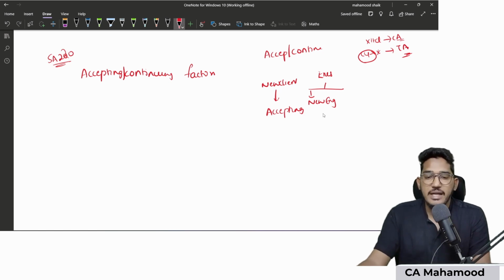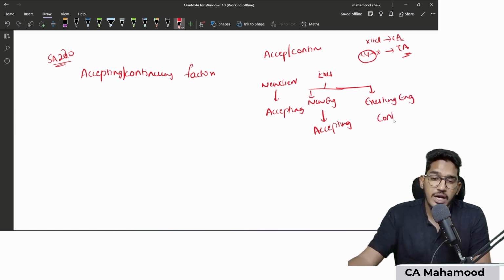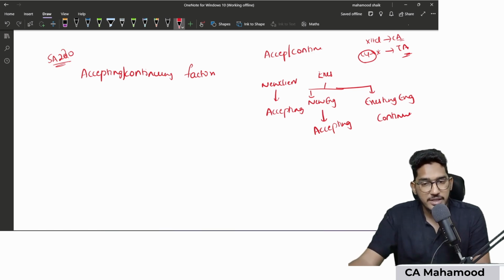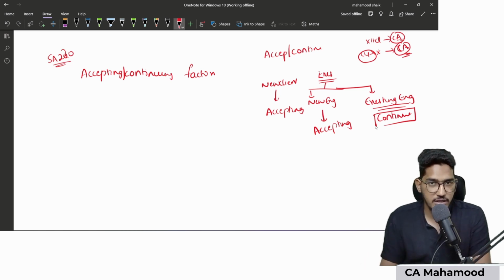So if the existing client is there, but he is coming up with a new engagement, here also I have to take a decision regarding whether to accept or not. But if an existing client is coming with a proposal of an existing engagement, then I have to take a decision whether to continue the client relationship or not. Like last year I did the company audit for X Limited. In the current year also, the same client is coming to me and asking me to do company audit only. So existing client, existing engagement, I have to take the decision regarding continuation of client relationship.